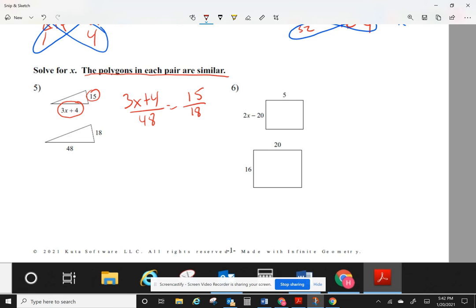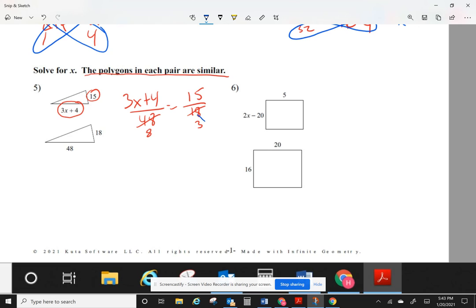Okay, I'm going to simplify now. Let me simplify as much as I can, or not as much as I can, but let me just simplify a little. 18 and 48. Let me divide each of those by 6. 48 divided by 6 is 8, and 18 divided by 6 is 3. Okay. I could probably simplify more. I could simplify the fraction, the 15 over 3, but I'm just going to cross multiply already. Remember I said you can simplify as much as you want, but you can cross multiply whenever you want.